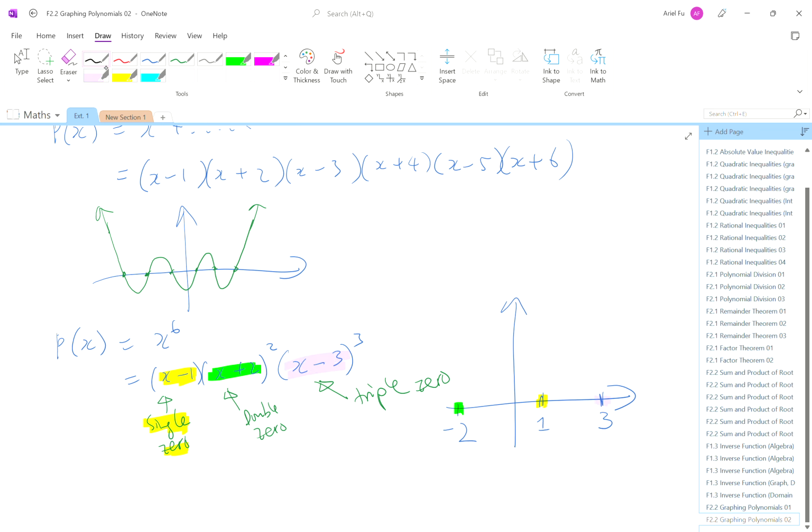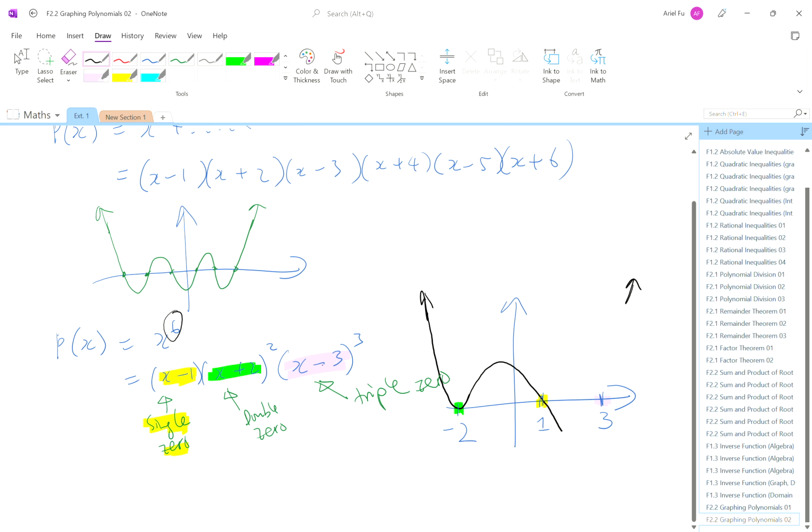So what does the graph look like? First of all, I know it's x to the power of 6, so the two ends are going to both point up because the leading coefficient is also positive. At x equals negative 2, let's look at the green one. It's a double zero. A double zero means it's going to bounce. Then we go to the second one, which is the yellow one. The yellow root is at x equals 1. That is a single zero. That means it's going to pass through it like a straight line.